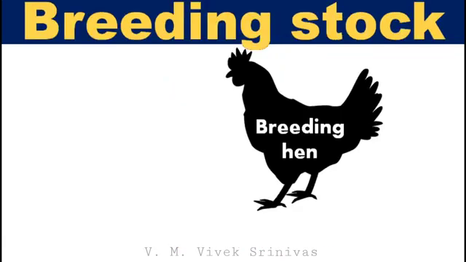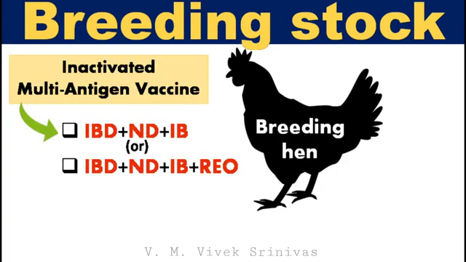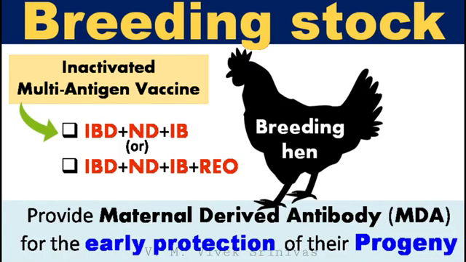In breeding hens, inactivated multi-antigen vaccines are used against infectious bursal disease, Newcastle disease, infectious bronchitis, and reovirus. This inactivated vaccine will provide only humoral immunity, that is, antibody-mediated immunity, and that too at a high level. So this provides parental immunity, that is maternally derived antibody, for the early protection of their progeny.